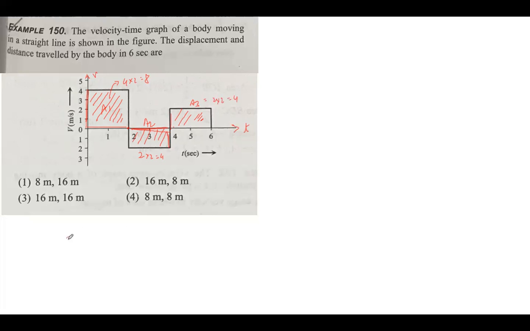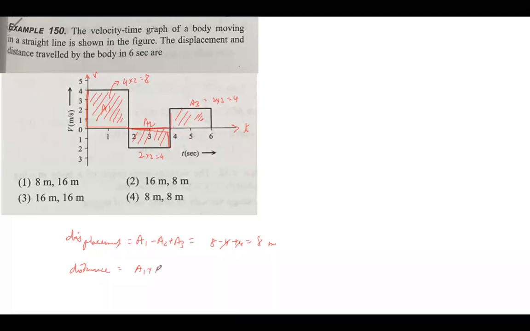So if we have to find displacement, it is A1 minus A2 plus A3. This is 8 minus 4 plus 4, which is equal to 8 meter. And we have to find distance. This is equal to A1 plus A2 plus A3. So distance निकालना है, 8 plus 4 plus 4. So this is 16 meters.